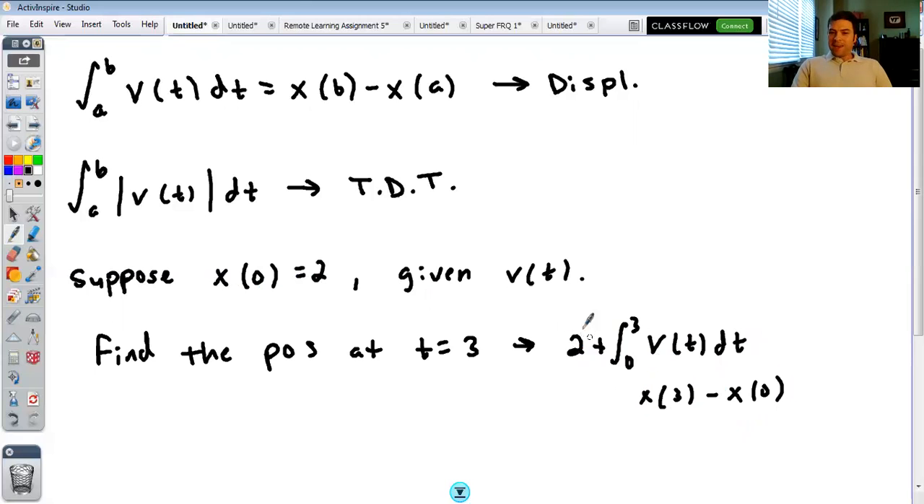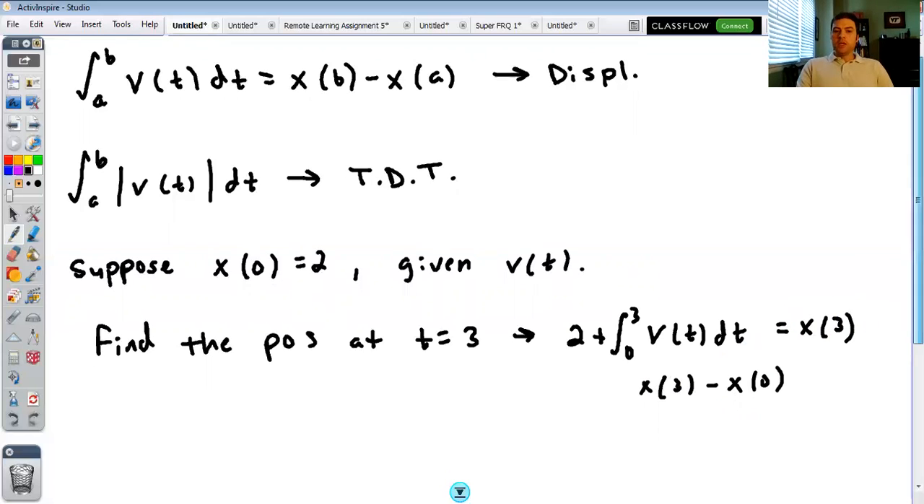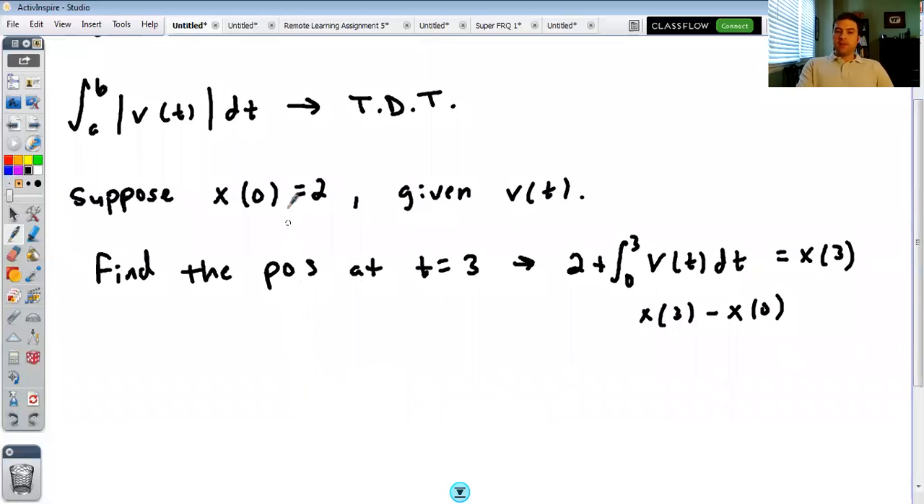So if I add x of 0, it's going to cancel out this minus x of 0. It's just going to give you x of 3. So that's the way that we would solve that problem pretty quickly. Now, you could also anti-derive, add c, and then solve for c, and then work it that way.